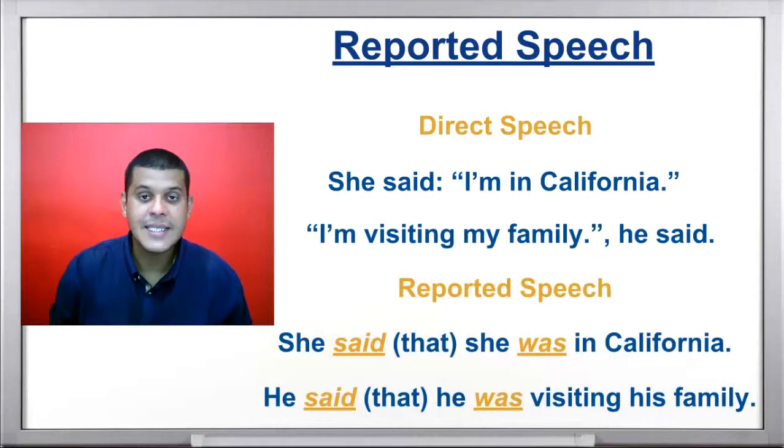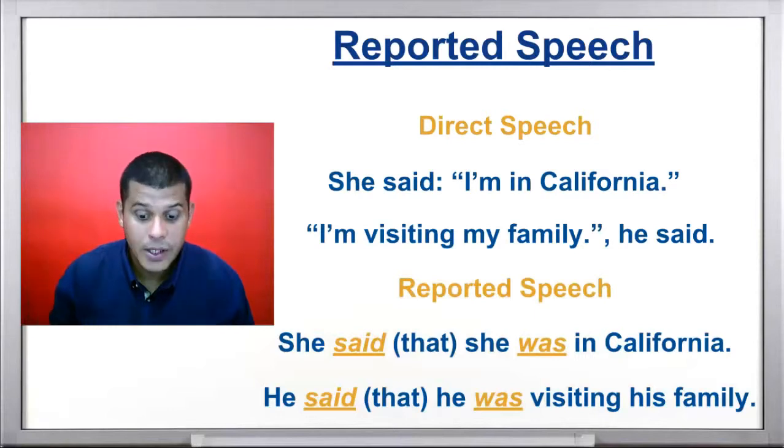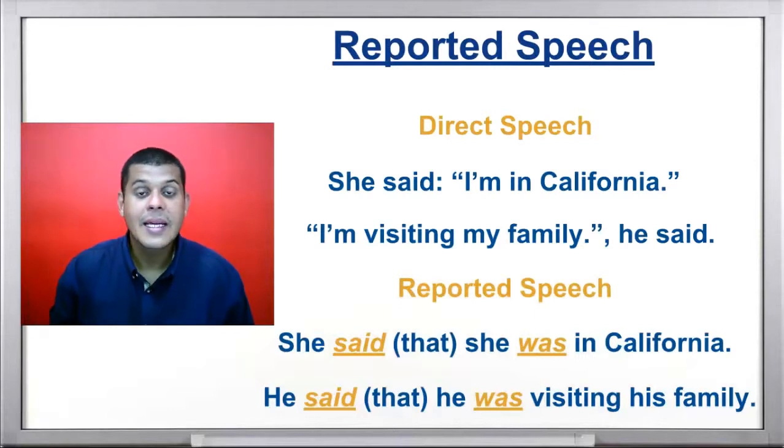In the first sentence, she said, "I'm in California." When I change it to reported speech, I say, she said that she was in California. Notice that the verb be is in the past now, okay? And instead of using the subject pronoun I, I am using the pronoun she, okay? In the second case, instead of using I, I use he, okay? Which is the case here, right?